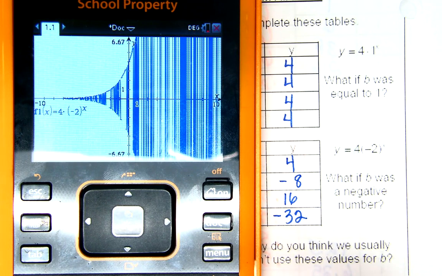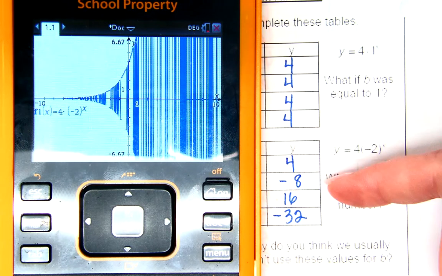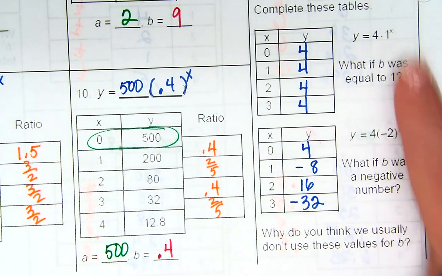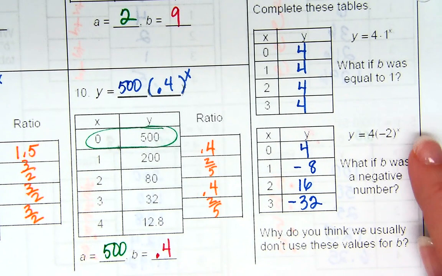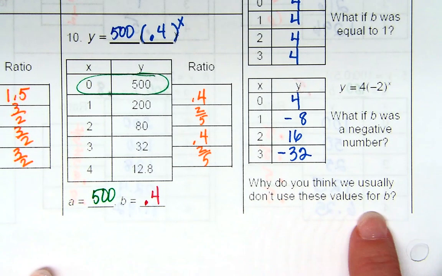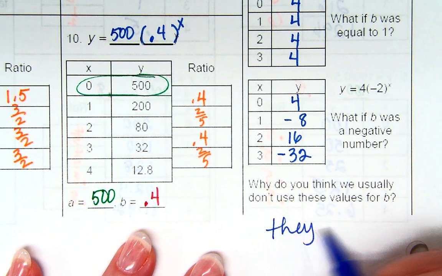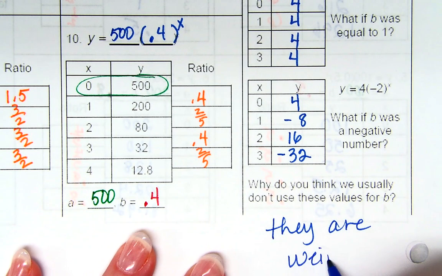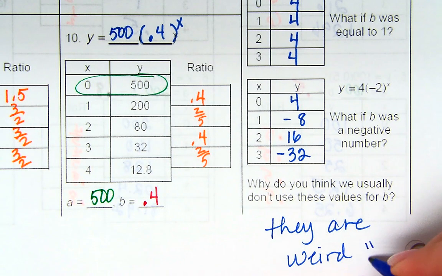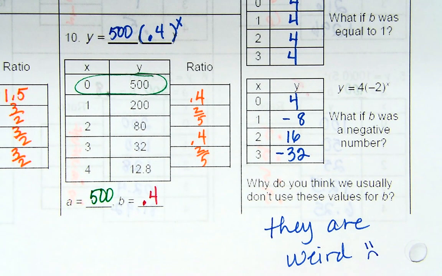So what do you know about this? Also, not exponential. Okay? Because it alternates signs on its y values. Do any of the tables we have done so far have the y's alternate signs? No. Okay? That's one of the reasons we don't deal with negative bases. So why do you think we usually don't use these values for b? They are weird. And then please also include a frowny face. I'm mostly teasing about that part. Okay.